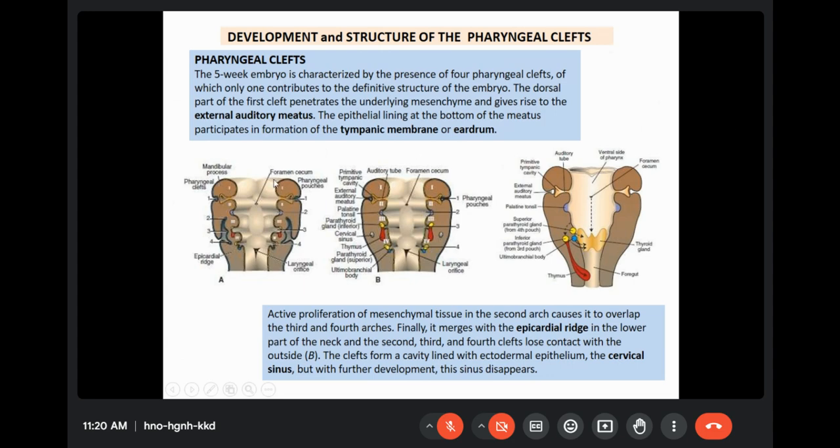Pharyngeal clefts also develop from week 5. The first pharyngeal cleft will make the external auditory meatus, and it will cover the tympanic membrane, or eardrum, from outside. All other pharyngeal clefts degenerate.